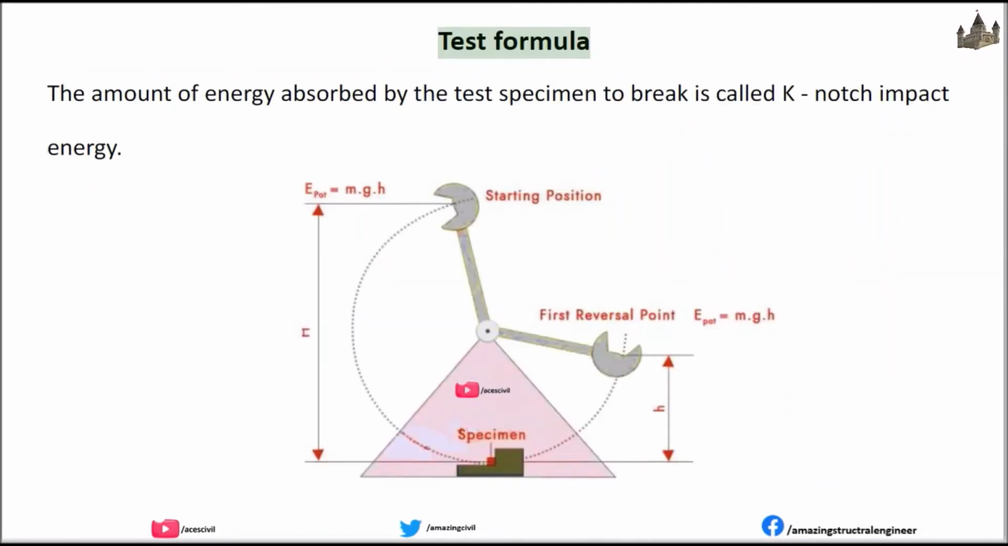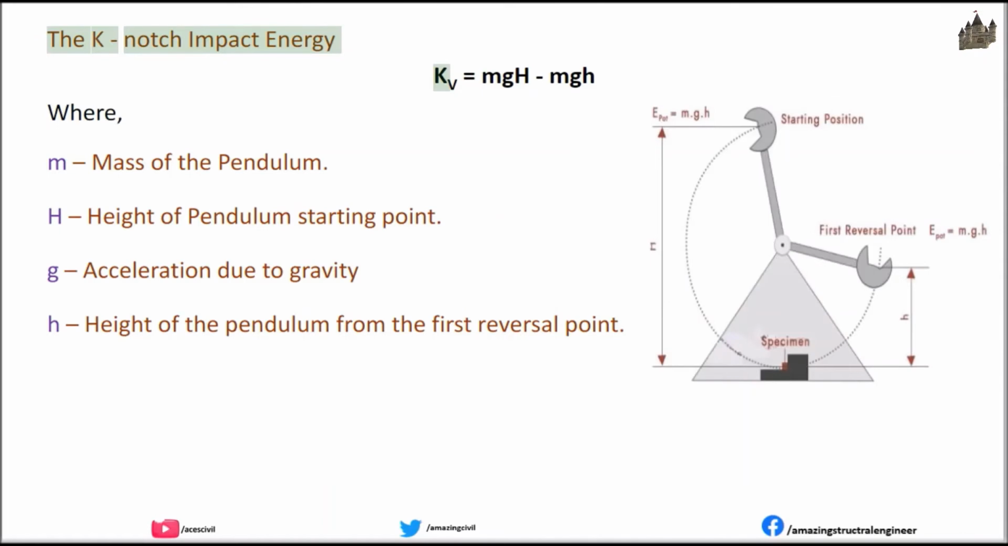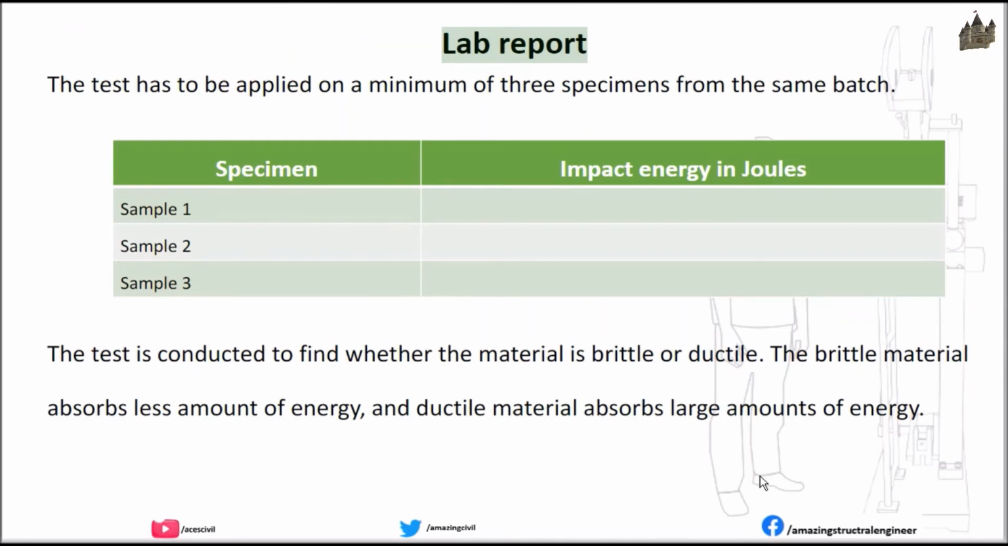Test formula. The amount of energy absorbed by the test specimen to break is called the V-notch impact energy. The V-notch impact energy KV equals mg(H minus h), where m is the mass of the pendulum, H is the height of the pendulum starting point, g is the acceleration due to gravity, and h is the height of the pendulum from the first reversal point.